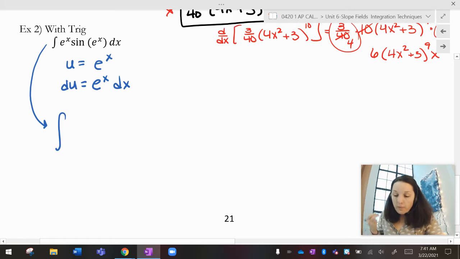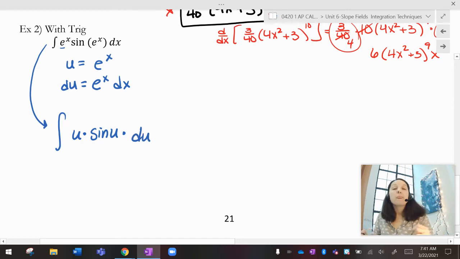And so now I'm going to write my original integral in terms of u. Okay, so in this one, I'm going to make a mistake right now. So if you want to wait and only write it down without the mistake, don't write right away. So I come up here and I say, okay, e to the x, that's u. Sine e to the x, that'd be sine u. And dx, that'd be du. I made a big mistake. I did it on purpose, but I made a mistake on purpose.